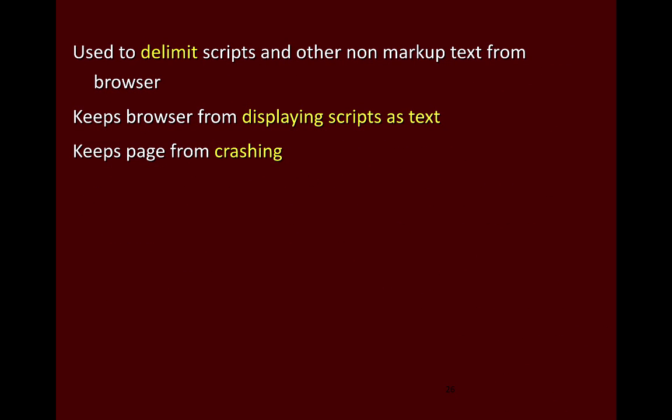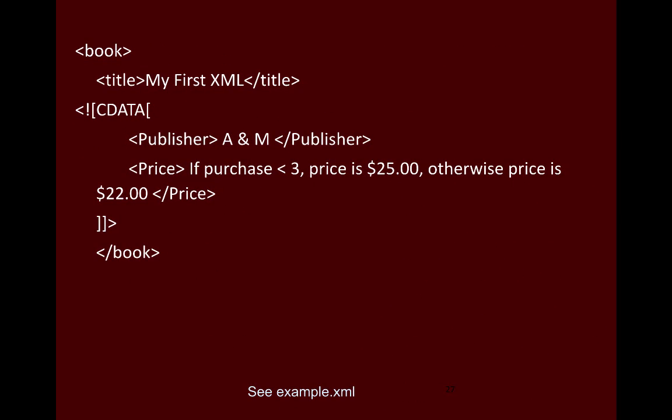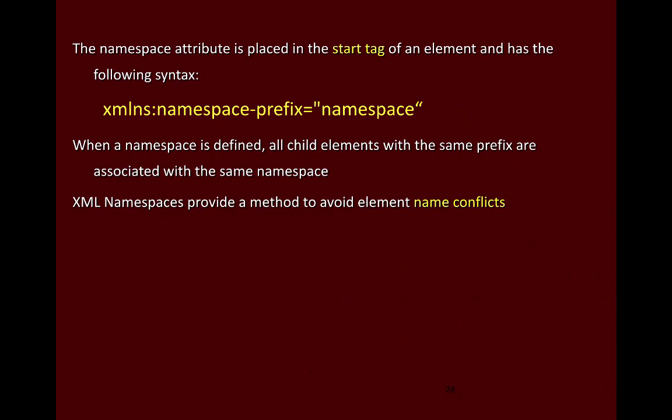Okay, so you can delimit scripts and other non-markup text from the browser as well, and this could be important to keep the page from crashing. So for instance, if you have some contents, like the contents about the publisher price in this example here, and you do not want the browser to process those contents, what you do is you can put it within this symbol, the exclamation mark, and then CDATA, and then those square brackets. So anything within those CDATA square brackets will not be processed by the browser. It's like a comment, if you like.